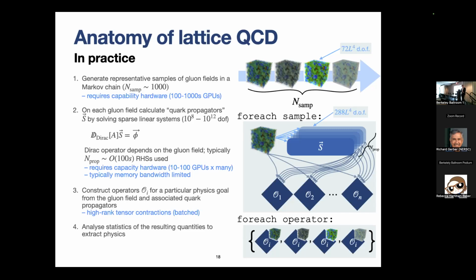Finally, in order to construct particular physics observables, you combine those propagator objects in various ways, and this requires high-rank tensor operations. A lot of the time we try and do those in a batch manner. And then finally, there's some offline statistical analysis of the results that we need to do.